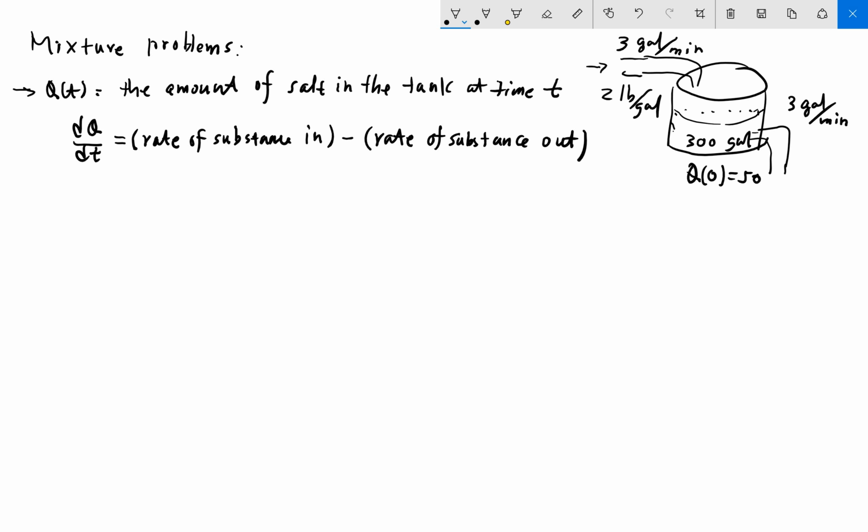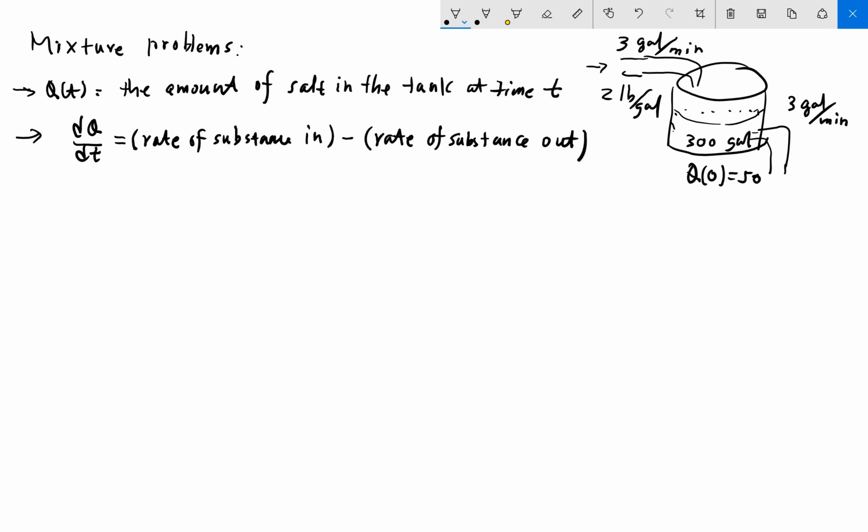This equation is just common sense. If the substance gets in faster than the substance gets out, then dQ/dt will be positive, so Q will be an increasing function. Now for this specific problem, we need to set up the equation.